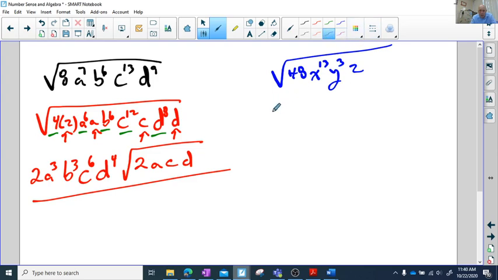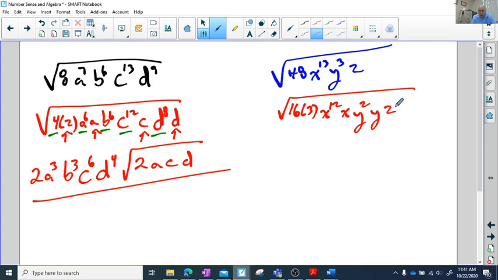So now I will rewrite this. So 48, I need it to be a perfect square that goes into that. The biggest possible one would be 16 multiplied by 3. There's your 48. 13's not divisible by 2, so I'm going to write it as x to the 12 times x. Y to the 3 is not divisible by 2, so I'm going to write it as y squared times y to the 1. Now z to the 1, there's nothing I can do. It's already lower than 2, so it's going to have to stay there as z.